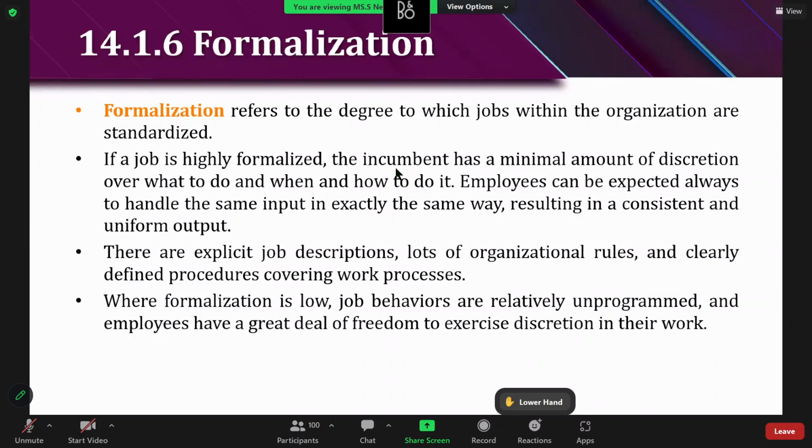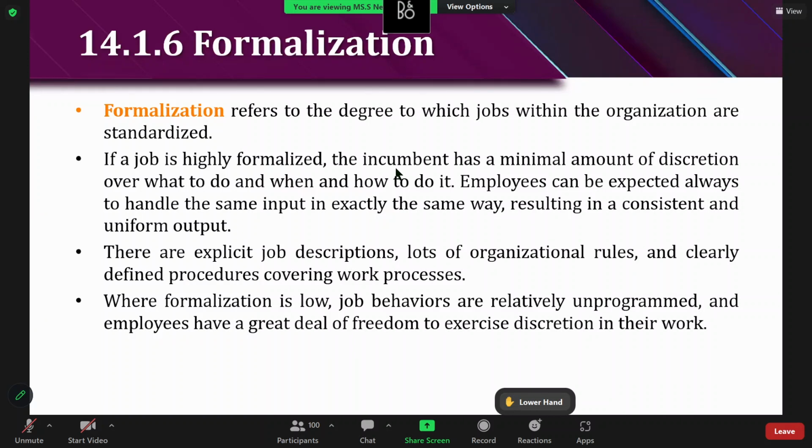So employees can expect that always to handle the same input in exactly the same way. Whoever does the task, it will result in the same outcome because it's highly formalized. Whoever handles the input will handle it in the same way, so it will result in consistent and uniform output. There are explicit job descriptions where everything is clearly defined, and there are many rules, regulations, and procedures in an organization.